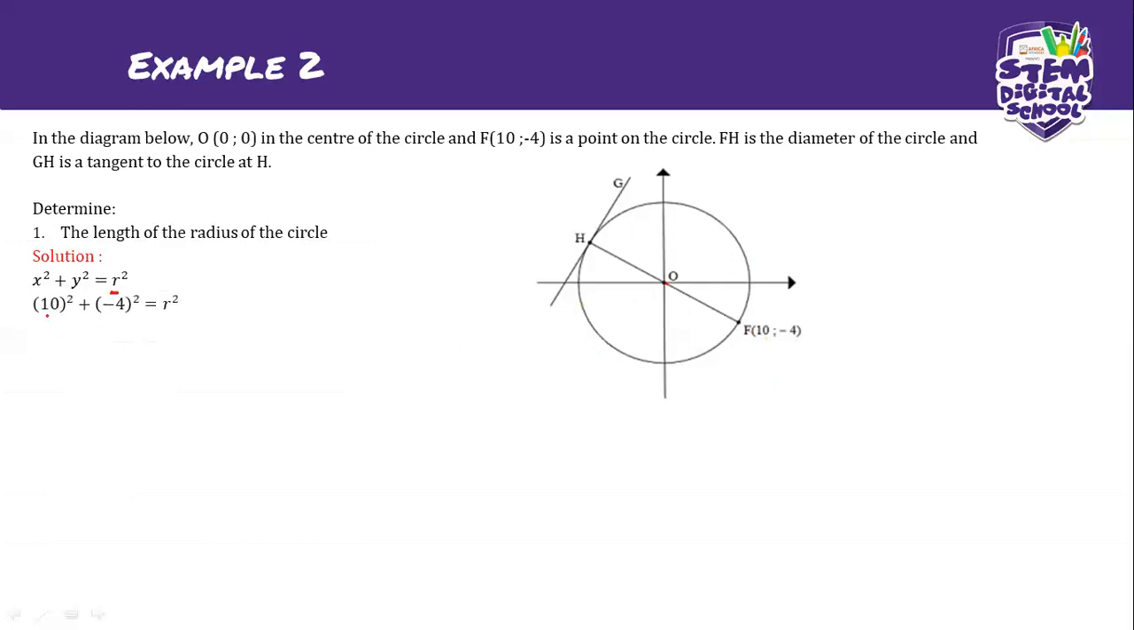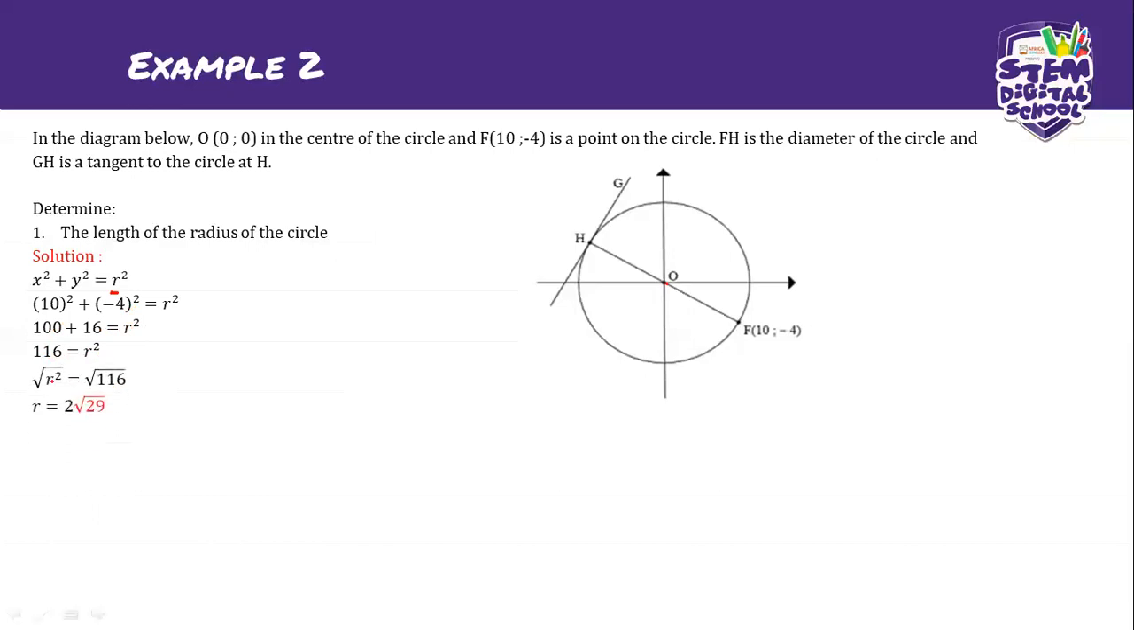Second step, the value of x here is 10, and y is -4. Then you square them. 10² is 100, (-4)² is 16, equals r². Then when you add them together, you get 116 equals r². Remember, we don't need r², but we need r, which is the radius, right?